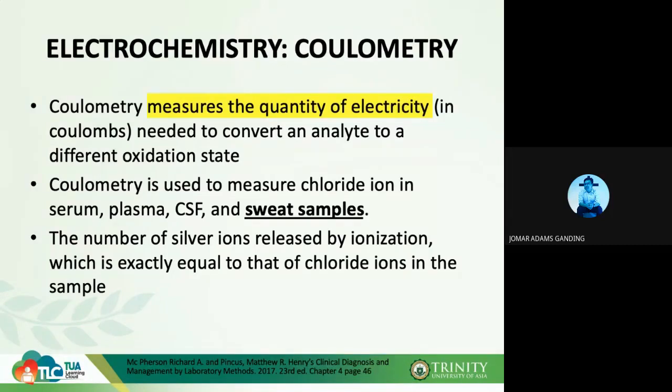Mucoviscidosis. Okay, it's on the chat box already. So moving forward, that is for your coulometry. Let's compare: in potentiometry, it is the difference in potential between your reference and your measuring electrode. In coulometry, it is the amount of electricity that you need to oxidize a particular sample. Take for example chloride, which will combine with silver ion. The amount of silver ions released by ionization is directly proportional to the amount of chloride in the sample.